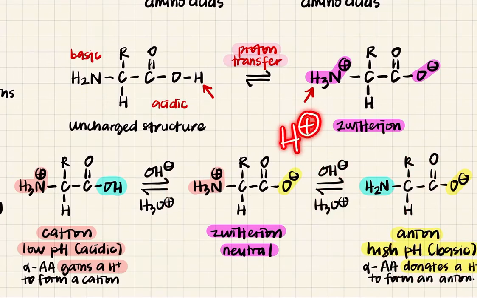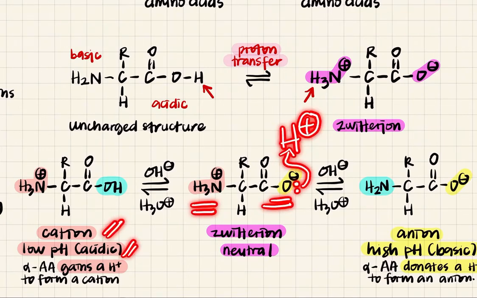Okay, what will happen? Which part of your zwitterion will react with the H+? Of course, the basic part. Your negative charge will react with your H+. So here your oxygen will react with your proton. It will pick up the proton. Okay, when you add acid in your solution, then you will form more cations when the pH of your solution is low or in an acidic solution.